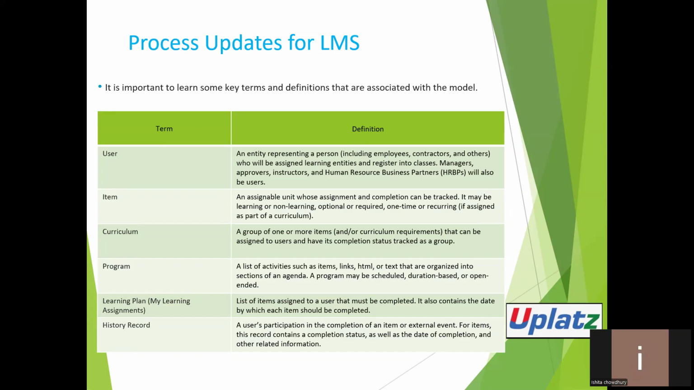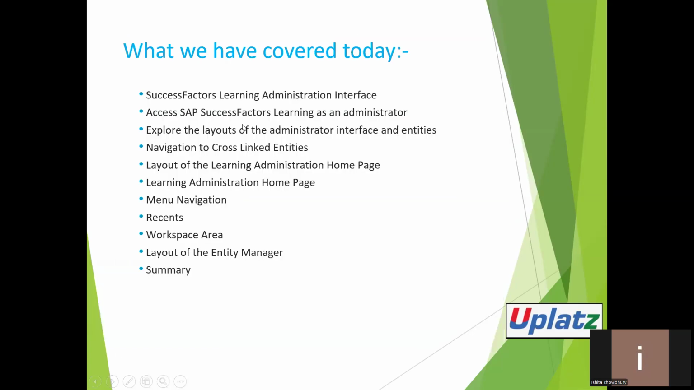It means a user's participation in the completion of an item or external event. For items, this record contains the completion status as well as the date of completion and any other related information. All right, so this is the history record.